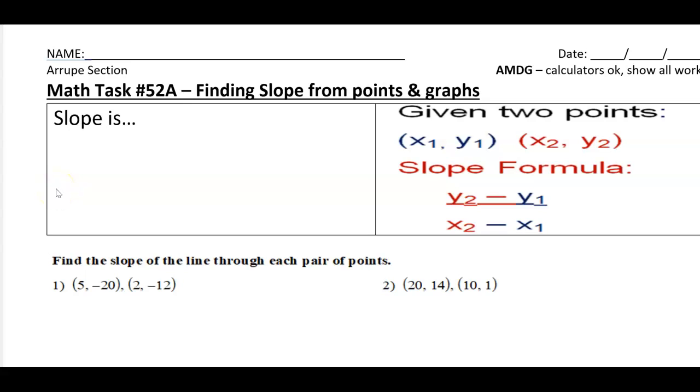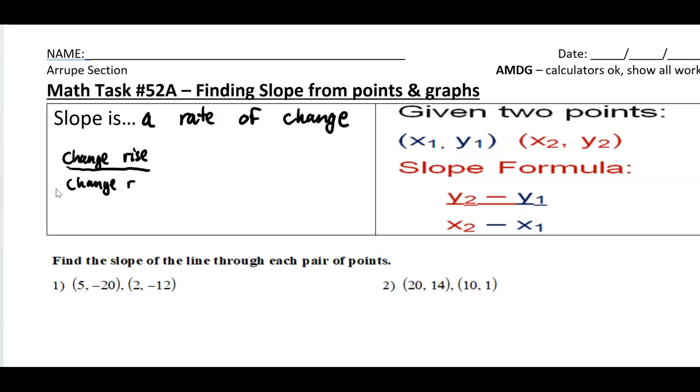Welcome to Math Test 52A, finding slopes from graph points, and we're even going to throw in tables. So slope is a rate of change. And what is the change that we're talking about? We're talking about the change in rise over the change in run. That's a good way to say basically how does the y value change, delta y, over how does the x value change, delta x. Remember from our slope formula yesterday, we got y2 minus y1 over x2 minus x1.